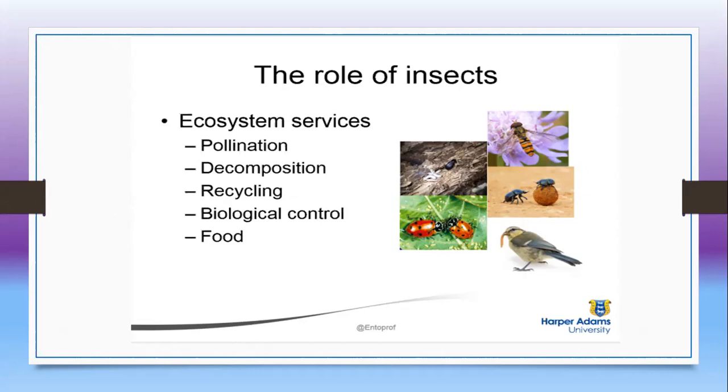And one is recycling, so decomposition, and I told you about pollination. And biological control: I told you about the damselfly acting as a natural pesticide, biologically controlling the pests which are damaging the crops. So these are all the different ecosystem services which are especially carried out by insects.